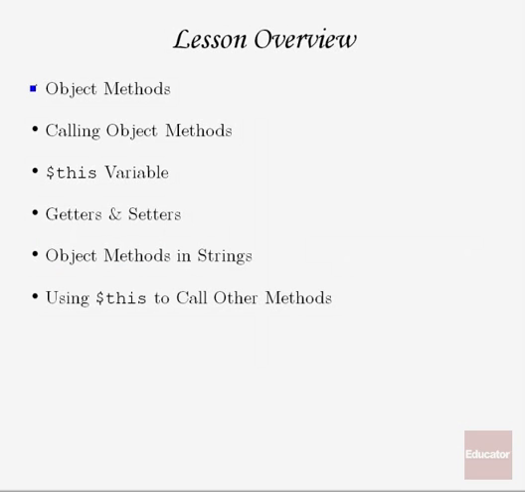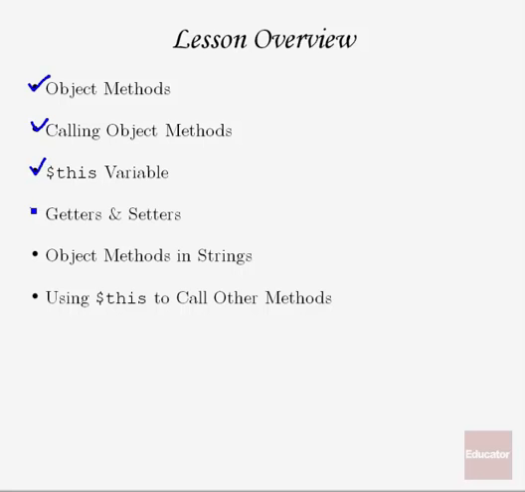Specifically, we're going to talk about what object methods are and what their purposes are. We're going to talk about how to call object methods, the syntax that's used to do that. We're going to talk about a special variable known as the this variable, which is going to be important for use within our object methods.